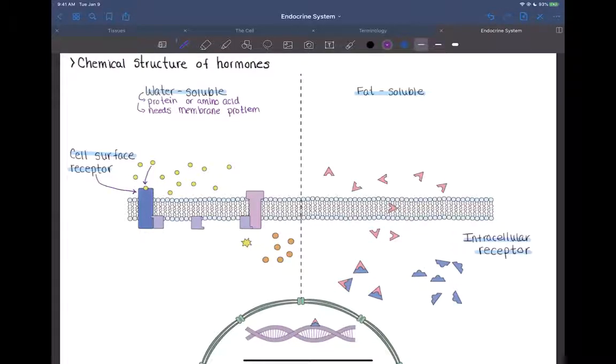All right, so it has a lock and key structure, where this part of the receptor has a specific shape that is made to only fit this hormone. So it is very specific. And so when that hormone binds to the receptor, it's going to become activated. And this type of receptor, the example you need to know, is called a G protein coupled receptor.